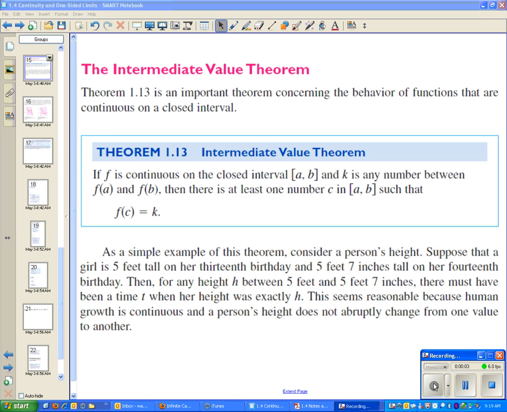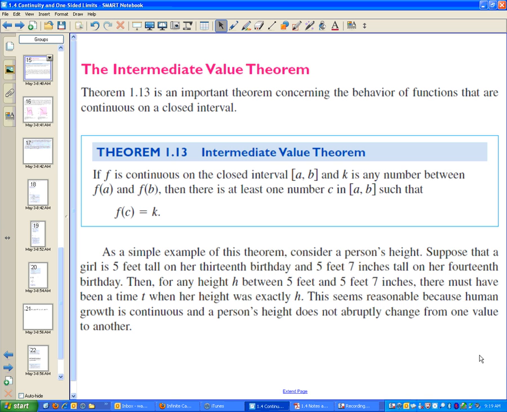All right, the intermediate value theorem says, well, first of all, the book says, is an important theorem concerning the behavior of functions that are continuous on a closed interval. Now, when we have theorems in any math, but especially now that we're in calculus, you got to pay attention to the hypothesis, or it's usually more than one condition, hypotheses of the theorems, the conditions that must be met for the theorem to be true, for the conclusion of the theorem to be true.